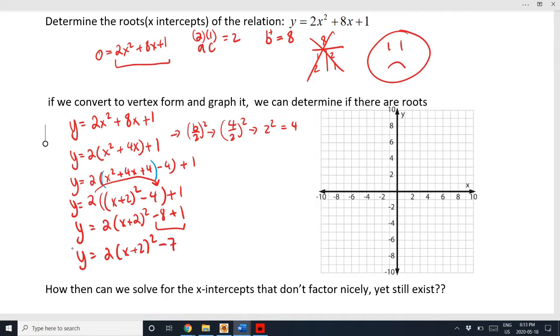Okay, so this is our vertex form of the same equation, and we know our vertex can be read from this form. It's the h and k value. And we know h here is -2 and our k is -7. So we can plot this point on our graph, which is going to be -2, -7, right over here. And we know that a is positive, so it should open upwards.